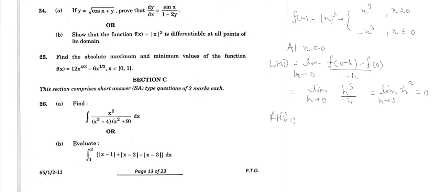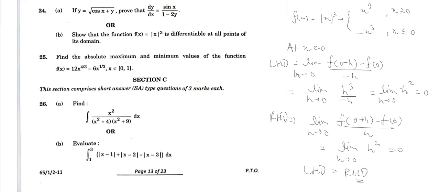Similarly, right hand derivative will be limit h tends to 0, f of 0 plus h minus f of 0 divided by h. So this will come limit h tends to 0, h square. That will also be 0. So left hand derivative is equal to right hand derivative. Therefore, f of x is differentiable at all points on its domain.